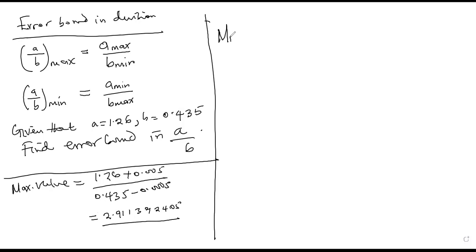Then we can get the minimum value. To get the minimum value, we minimize A over, we maximize B. So minimizing A would be 1.26.